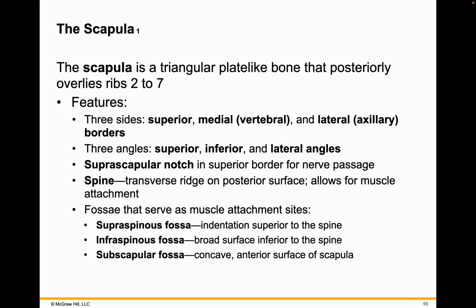The scapula is a triangular, plate-like bone that's posterior over ribs 2 through 7. It has 3 sides: a superior, a medial, and a lateral. The medial is on the vertebral side, and the lateral is on the axillary side. There are 3 angles associated with it, again superior, inferior, and lateral. The suprascapular notch in the superior border is for nerve passage. There is a spine, which is a transverse ridge on the posterior surface used for muscle attachment. And there are several fossae that serve as attachment sites: the supraspinous fossa, the infraspinous fossa, and the subscapular fossa.